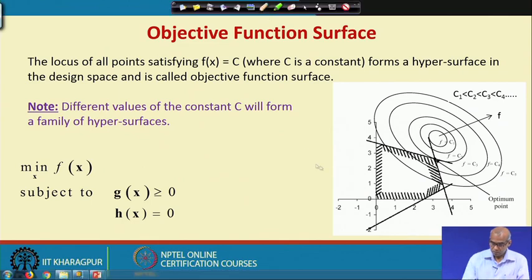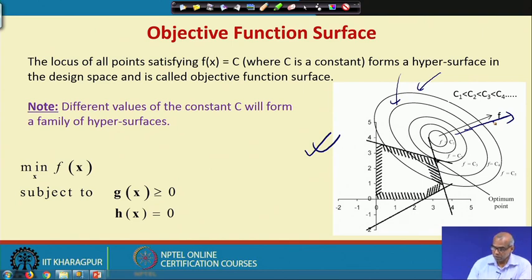Look at the figure. These are objective function contours corresponding to f(x) equal to c1, f(x) equal to c2, and so on and so forth. As we go in this direction, the value of the objective function increases. That means the innermost contour represents the minimum function value, next is c2, next is c3, and maximum is c4.